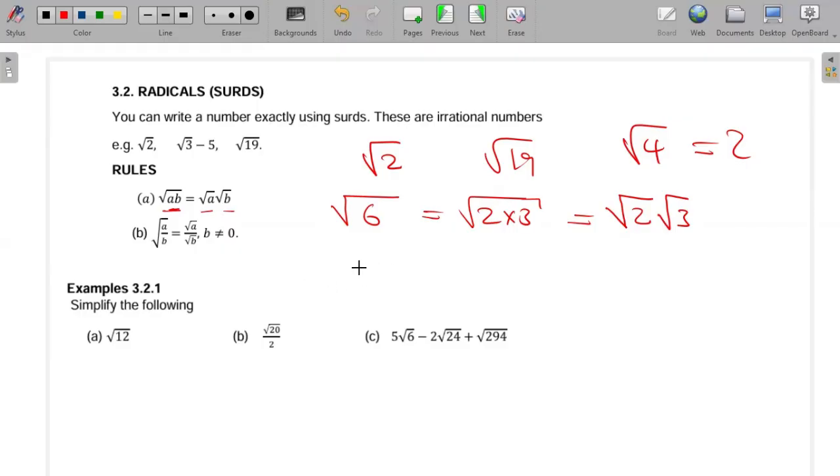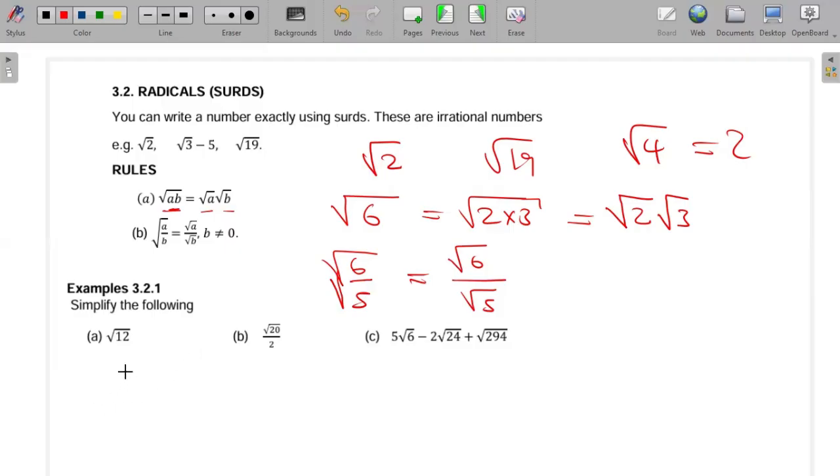Also, when you're dividing, let's say you have 6 on top and 5 at the bottom, divided by 5. This here you could write as the square root of 6 divided by the square root of 5. Of course, we're just saying that the denominator should not be equal to 0. So now we have these examples here. They're telling us to simplify the following.